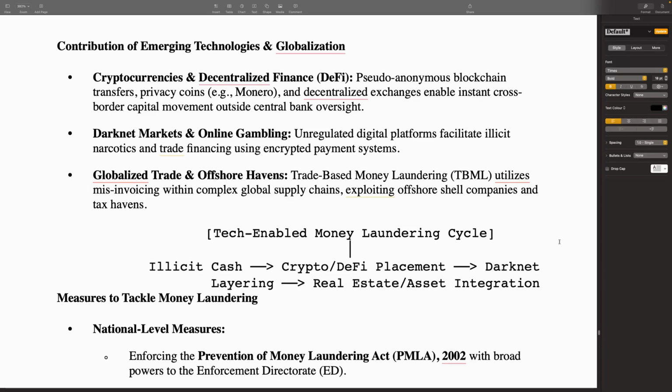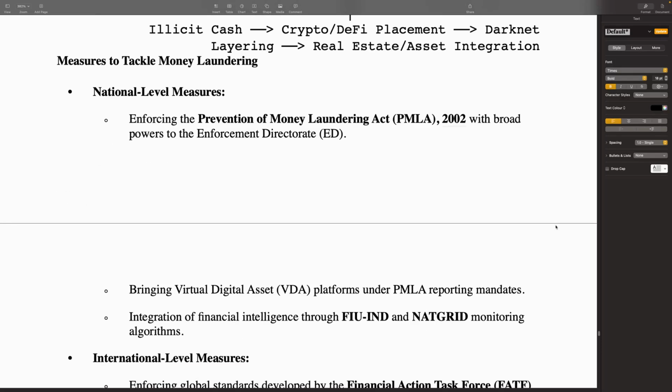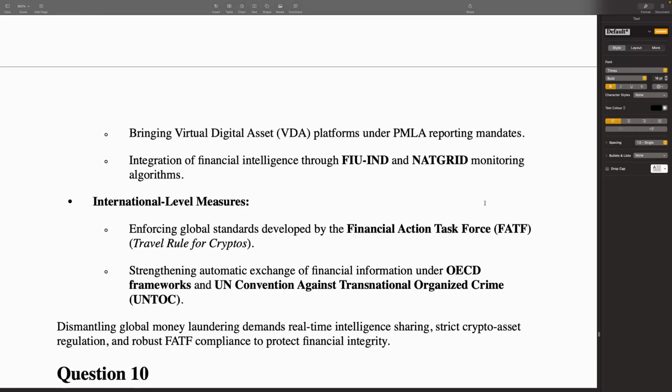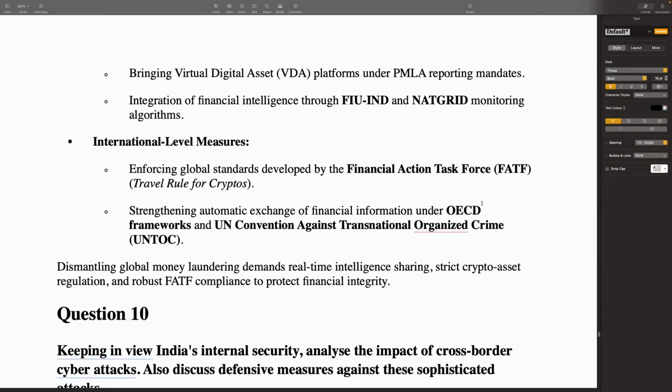Measures to tackle money laundering. National level measures: enforcing the Prevention of Money Laundering Act (PMLA 2002) with broad powers to the Enforcement Directorate (ED), bringing virtual digital asset (VDA) platforms under PMLA reporting mandates, and integration of financial intelligence through FIU-IND and NATGRID monitoring algorithms.